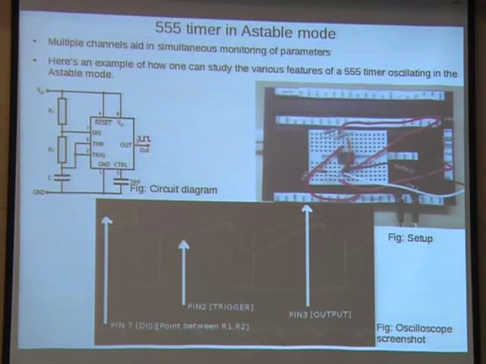You've probably looked at the duty cycle of the output pin, but what happens at pin number 7 and pin number 2? Using the four-channel feature, you can connect one to the output pin, and the other two can be used to monitor the voltage levels at the capacitor, pin number 2, and the voltage levels between the two resistors.